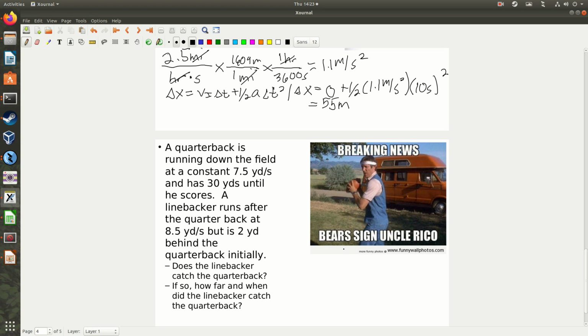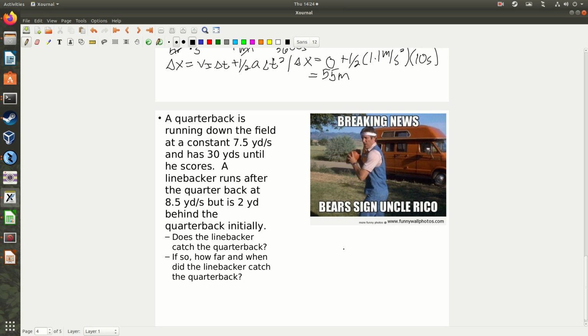Classic. Anyways, a quarterback is running down the field at a constant 7.5 yards per second and has 30 yards until he scores. A linebacker runs after the quarterback at 8.5 yards per second, but is 2 yards behind the quarterback. Does the linebacker catch the quarterback, and if so, how far and when did the linebacker catch the quarterback?